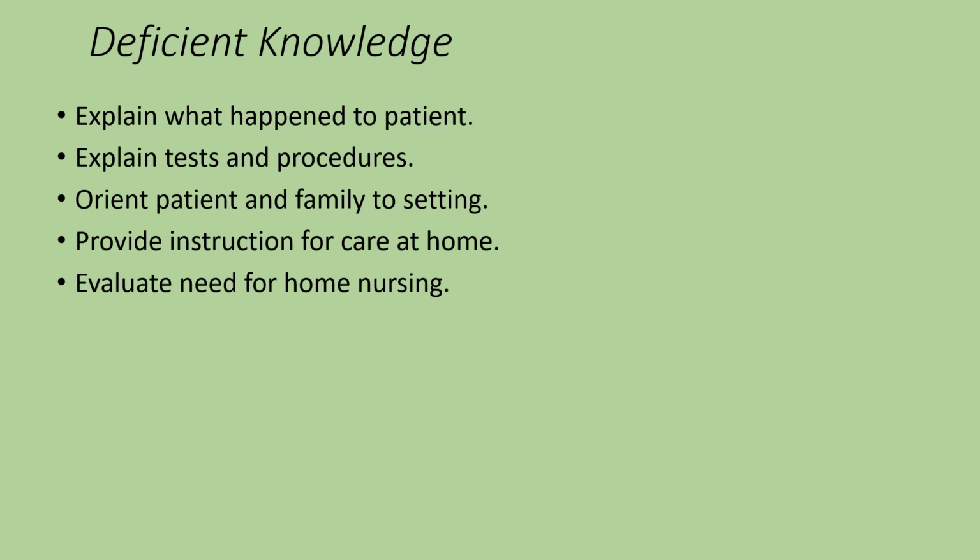And last would be deficient knowledge, and this is related to diagnosis and treatment. The expected outcome is the patient and family will have the necessary knowledge to make decisions and assist with care. So nursing interventions include: you want to explain what has happened to the patient. You want to explain test procedures and care activities. The reason is the patient and family members are likely to be frightened about what is happening. So providing correct information about what a stroke is, tests and procedures, and the rationale for care activities does help reduce anxiety.